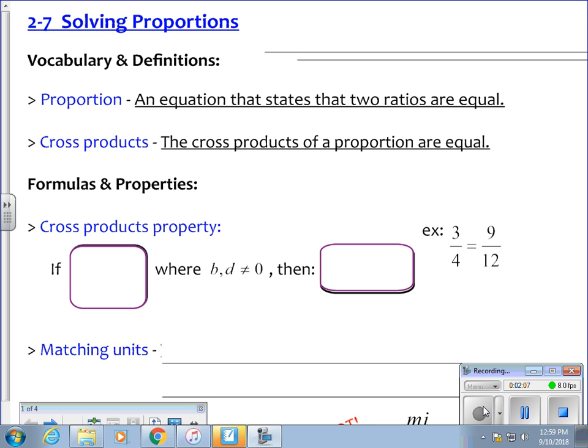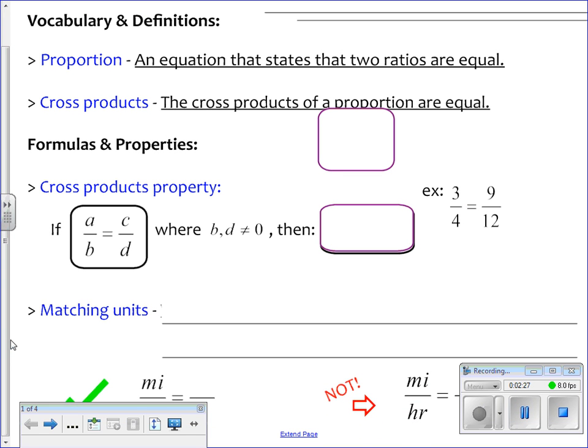Okay, cross product property. This is extremely important because this is how you're going to solve almost all the problems today. If I have a proportion such that A over B equals C over D, where B and D are not zero because we're never allowed to have zero in our denominators, then we multiply across. A times D is equal to B times C. And it makes it easy to solve, which is what we're going to do.